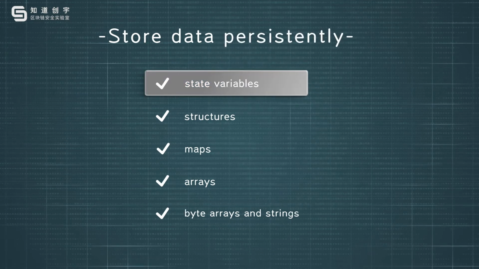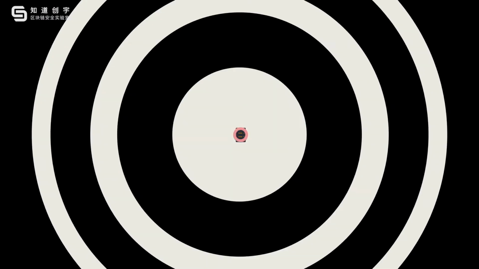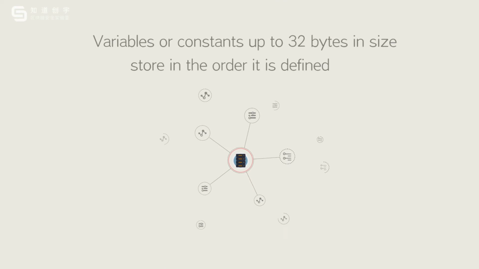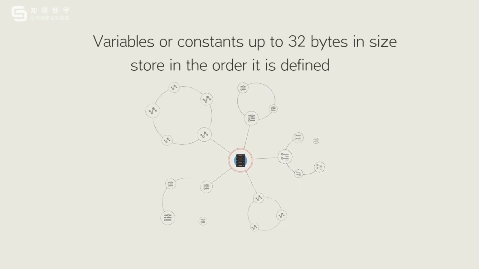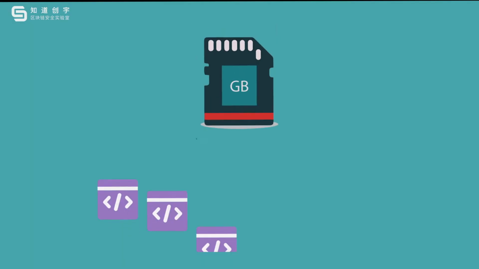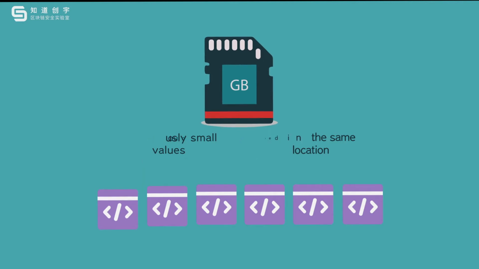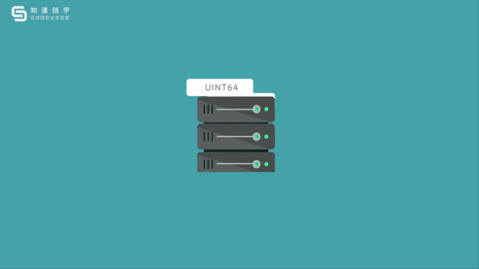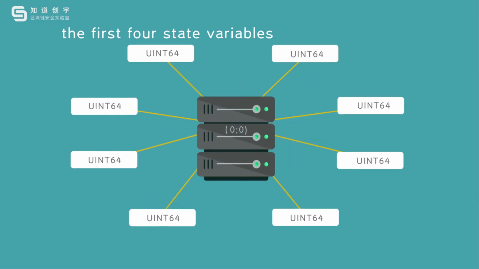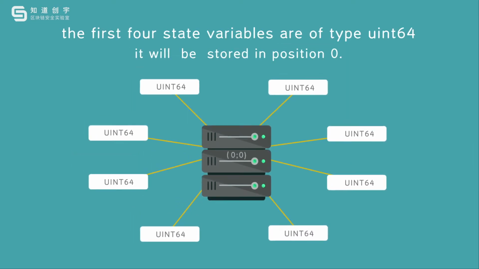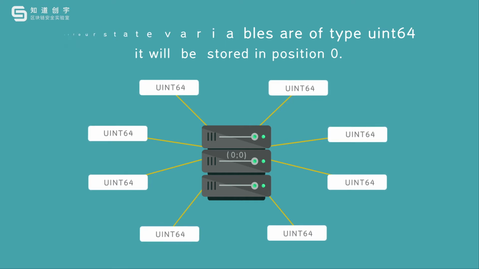By state variables. Variables or contracts up to 32 bytes in size are stored at their index value in the order they are defined. For continuous small values, it may be optimized to store them in the same location. For example, if the first four state variables are type uint64, the values of the four state variables are packaged into a 32 bytes value and stored in position 0.